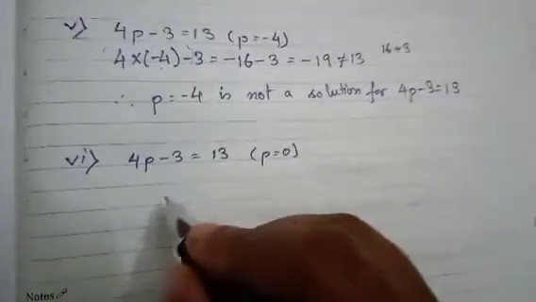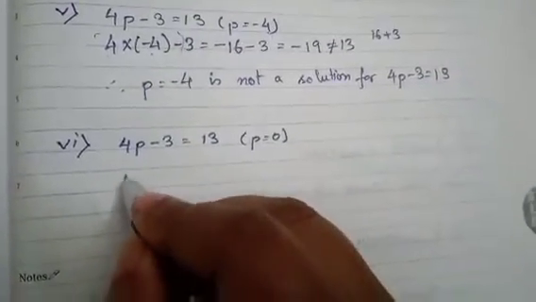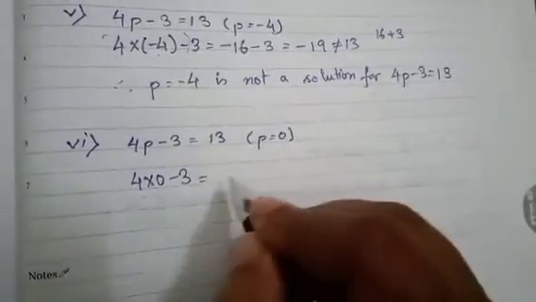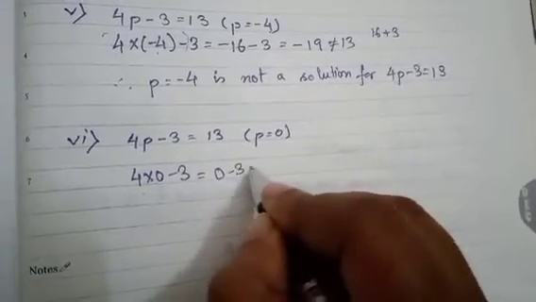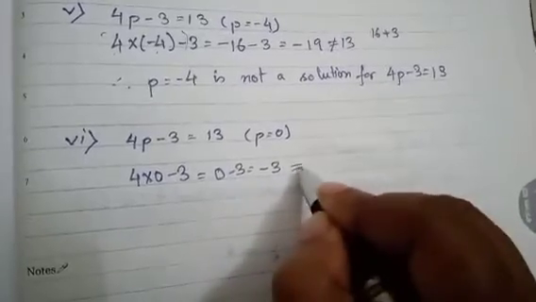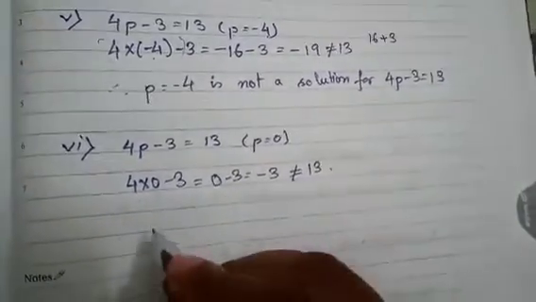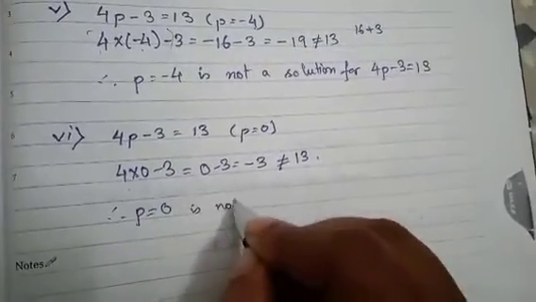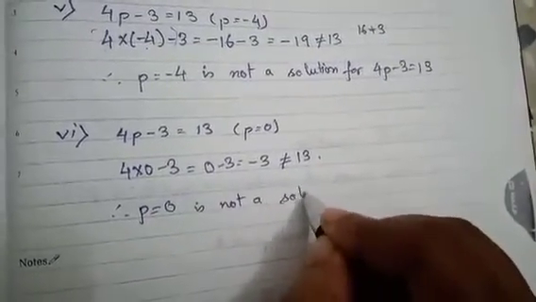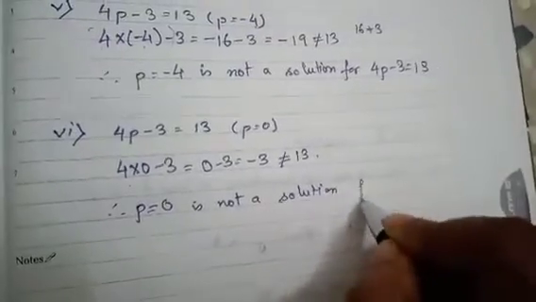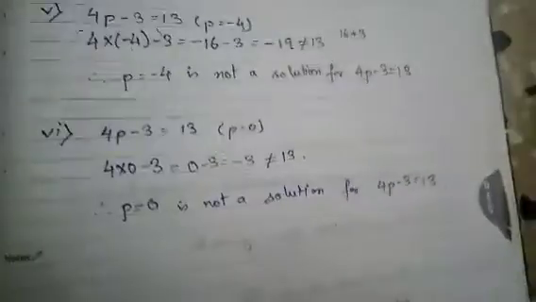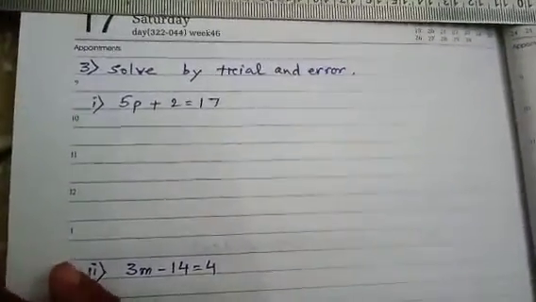Next, here P is equal to 0. So 4 into 0 minus 3. 4 into 0 is 0, minus 3. That is equal to minus 3, which is not equal to 13 again. Therefore, P is equal to 0 is not a solution for 4P minus 3 is equal to 13. So thus we complete question number 2.